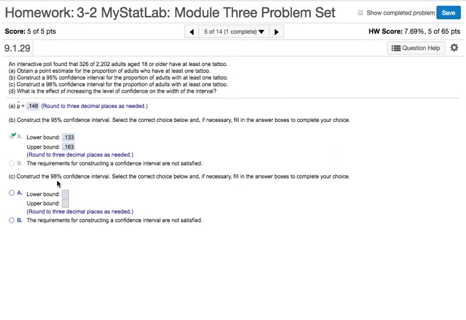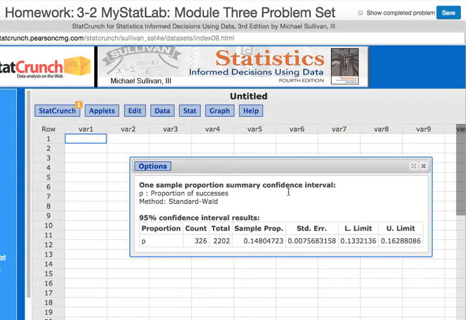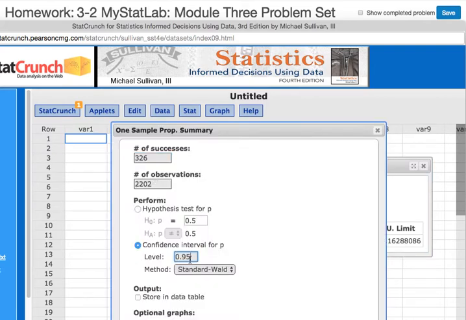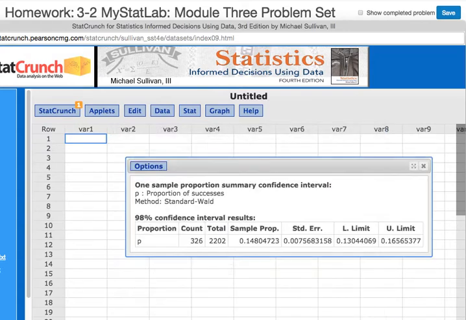Then we're going to construct a 98% confidence interval. Well, that is not hard for us to do because we just added this one. So I can just go into options, edit, and then instead of 95, just 98%. And then that is going to give me my lower and upper limit. So that's 0.130 and then 0.166 when I round to 3 decimal places.